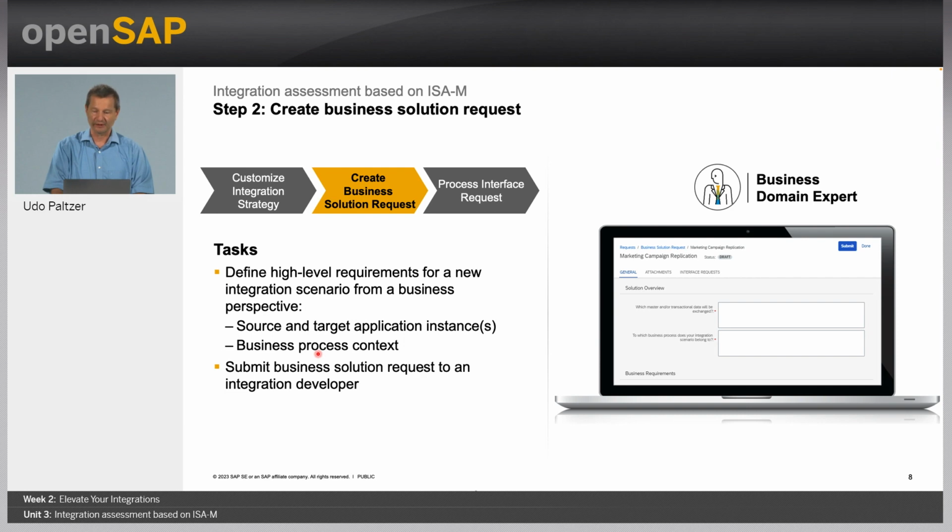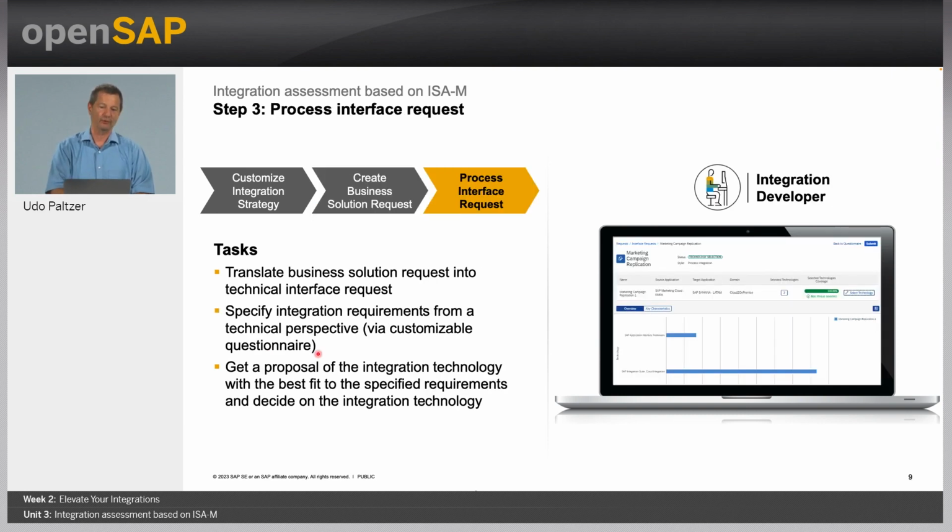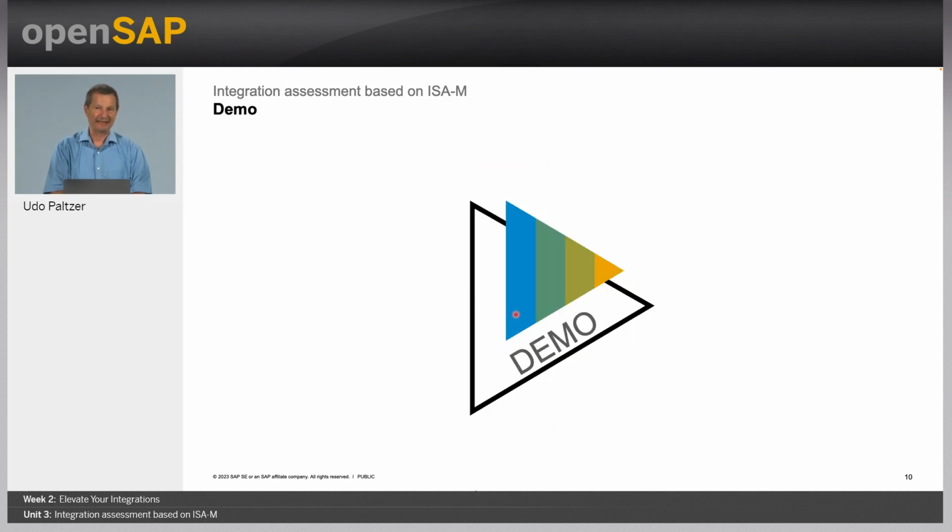And this business solution request is then turned over into a technical interface request, which is then taken by the integration developer and specified in further detail on the integration requirements, from a more technical perspective. Then the assessment capability calculates, based on the interface request by the integration developer, which is the integration tool of choice for the specified integration scenario and the interface request defined by the integration developer. So let's now take a look into the demo.